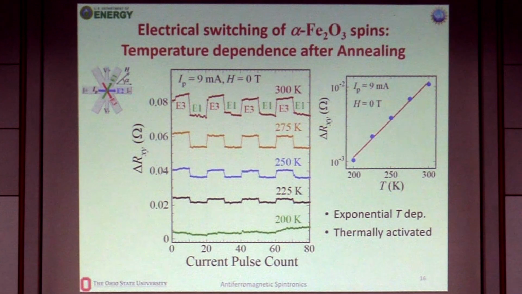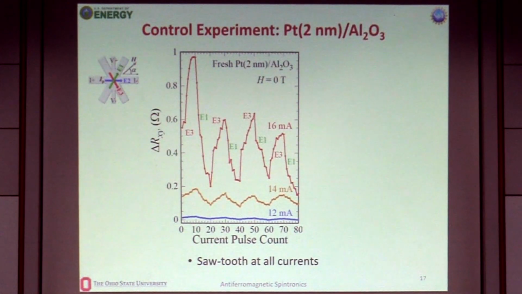Whatever amount of current you put in, it needs a certain thermal energy to make the antiferromagnetic spins go over the barrier, let's say called the hard axis, to go to the next easy axis. So that is clearly a thermally activated process, and it's going to freeze out at a lower temperature. The antiferromagnetic spins are frozen, so at this current, we're not able to switch it.